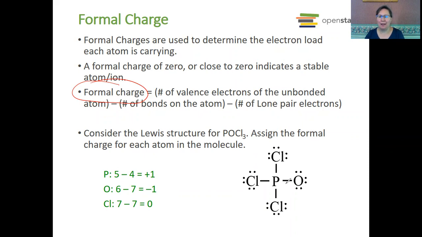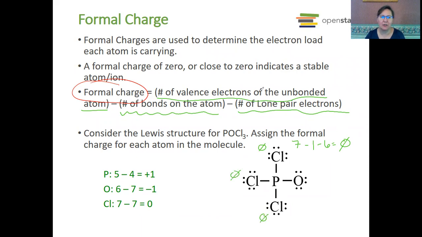If you had them looking different, like if you had a single bond to an oxygen and a double bond to an oxygen, they would have different formal charges, so you would have to do it twice. So chlorine has, first we have the number of valence electrons of the unbonded atom. So chlorine has 7 valence electrons. And then we have the number of bonds on the atom. So minus 1 bond on the chlorine, and minus the number of lone pair electrons, 2, 4, 6, minus 6. Okay, so in that way, we end up with a formal charge of 0 for each one of our chlorines. And a formal charge of 0 is perfect. It's exactly what you're looking for.